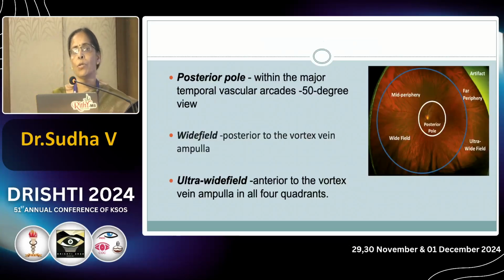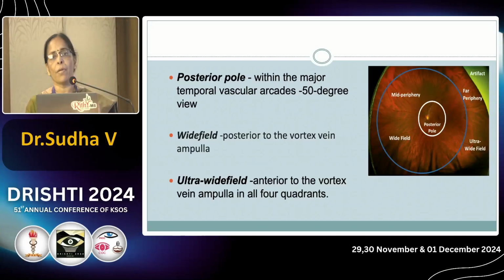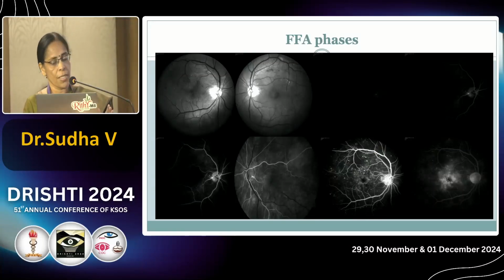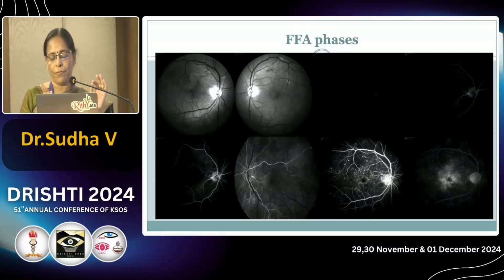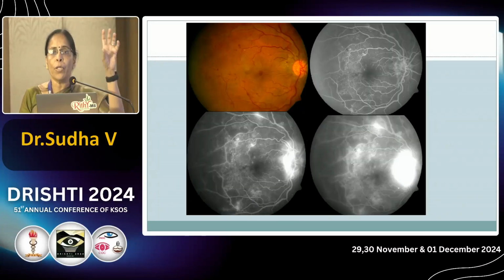The thing you should know about FFA, the main camera which we are using is just the posterior pole, that is up to the vascular arcades. If you want to go wide field, you can go beyond that up to the vortex vein. So these are the FFA phases, in the first minute up to the last phase. Usually we take an FFA initially 1 minute rapid fire, and then up to 8 minutes you can take a slow picture, and you put these pictures together.